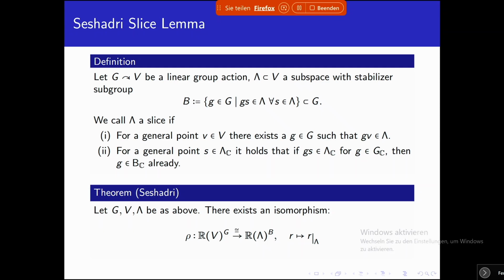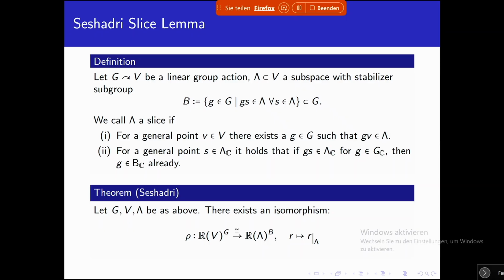All right, and now if this condition holds, so if we have G, V, and lambda is a slice, then we have a very nice isomorphism between the fields of rational invariants, which is kind of easy to see, or at least very intuitive. So we have this large field of quotients and the small field of quotients, and what we can do is, given some rational function R, we just restrict it to the subspace. Right? I mean, very easy.